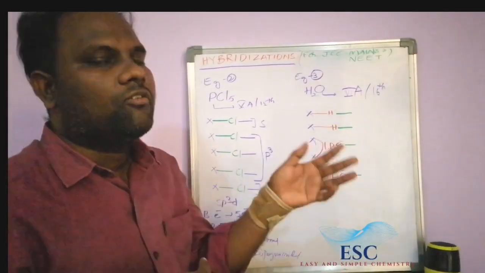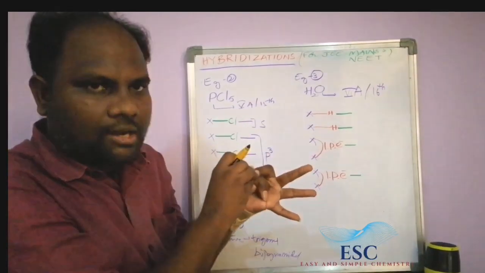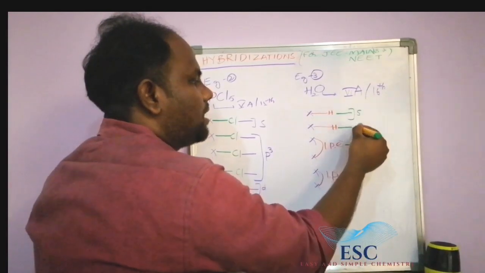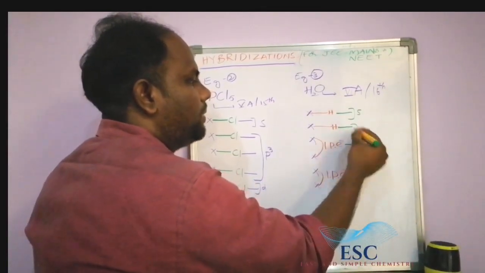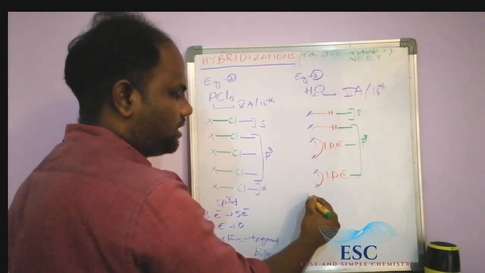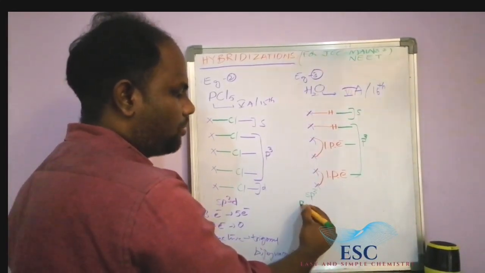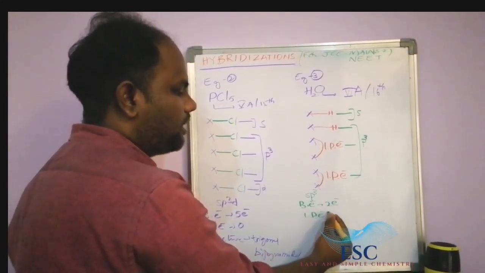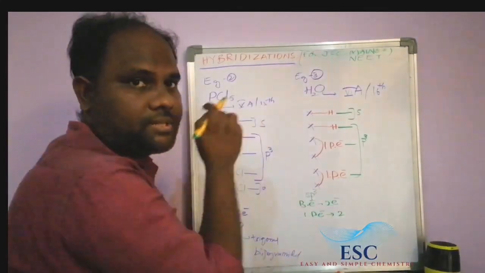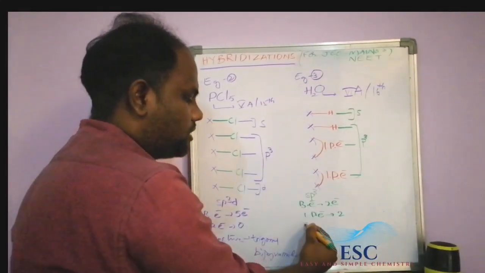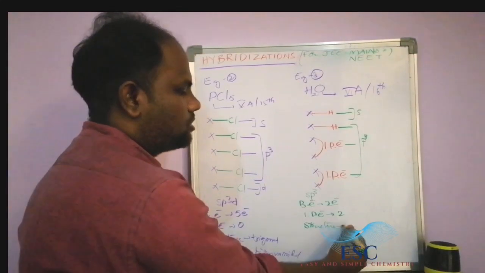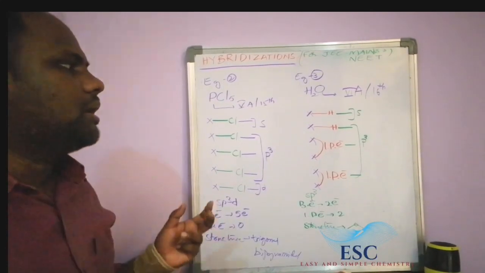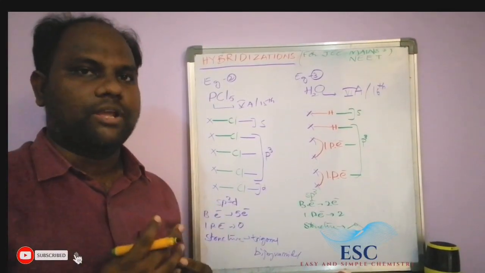How many lines are there? 4 lines. 4 lines means 1 s orbital and 3 p orbitals. What is the hybridization? Hybridization is sp3. Bonding electrons are only 2, and the number of lone pairs of electrons is 2. The structure is V shape. Okay, that is another example of the simple shortcut method for hybridization.